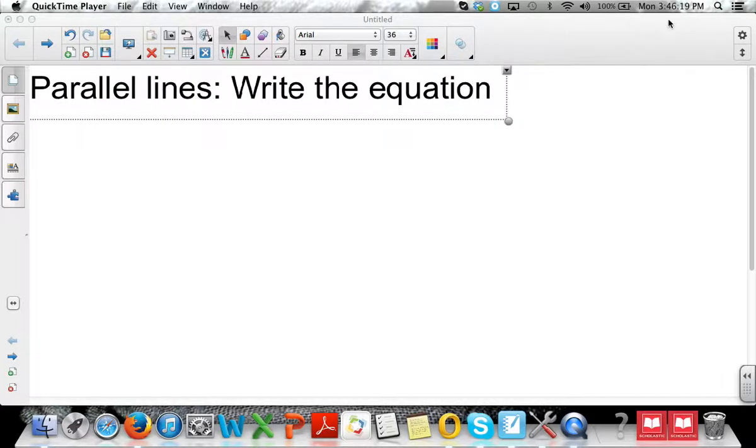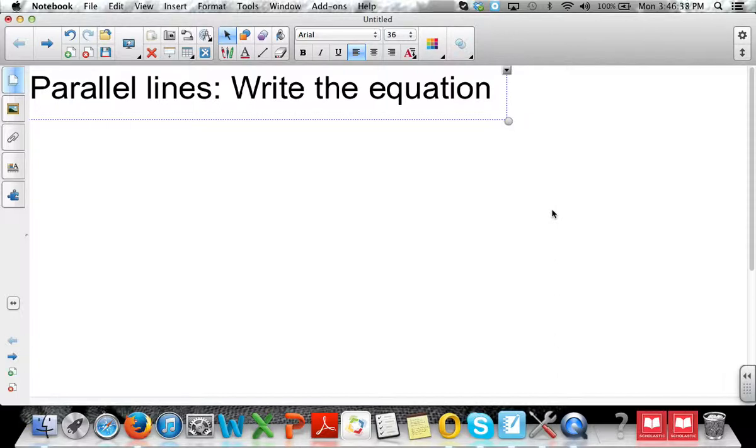Okay, so your worksheet is going to ask you to write the equation of a parallel line. They're going to give you an equation and say draw or write an equation that is parallel to this one, and it has to go through a specific point usually. So, we learned in our investigation that parallel lines always have matching slopes.